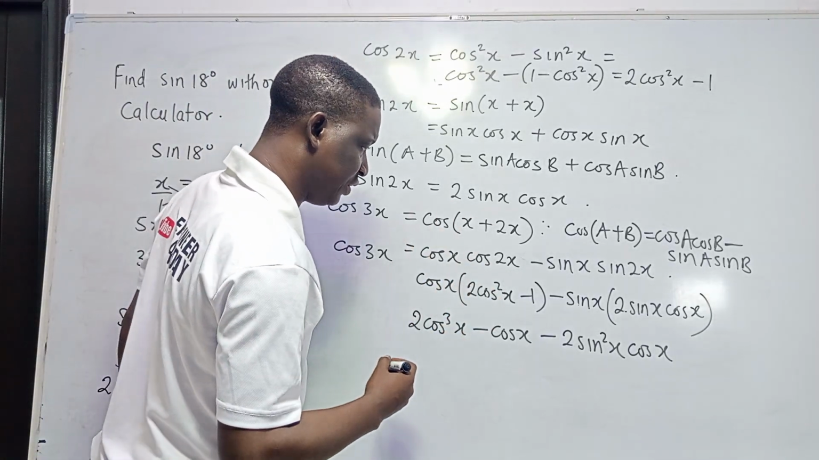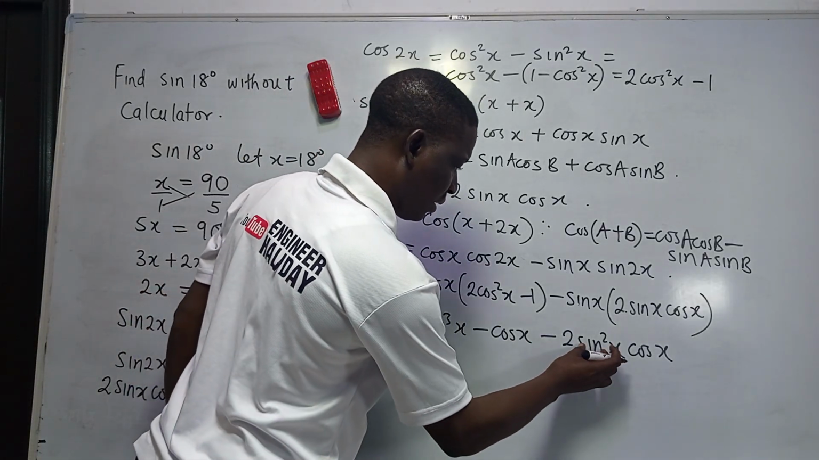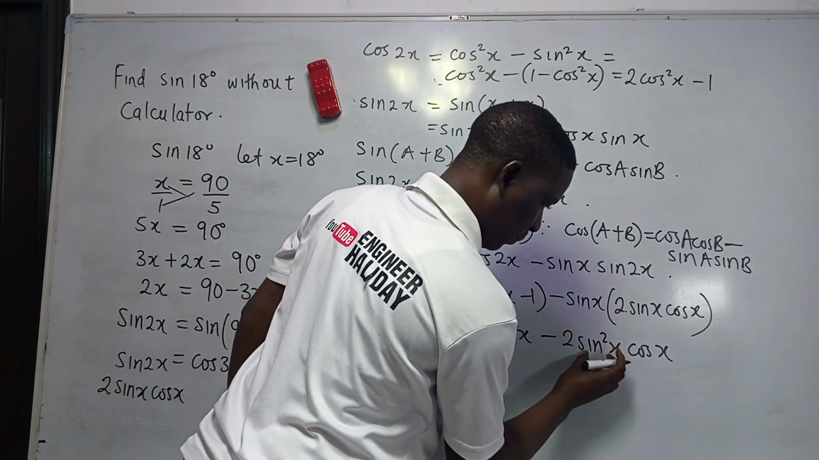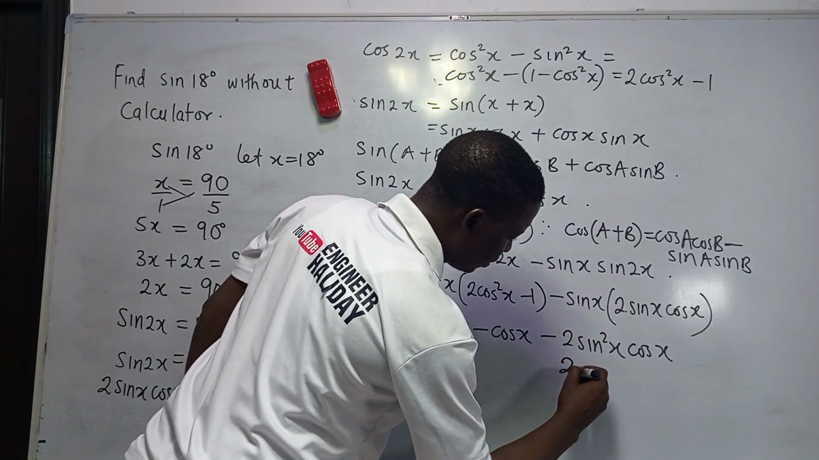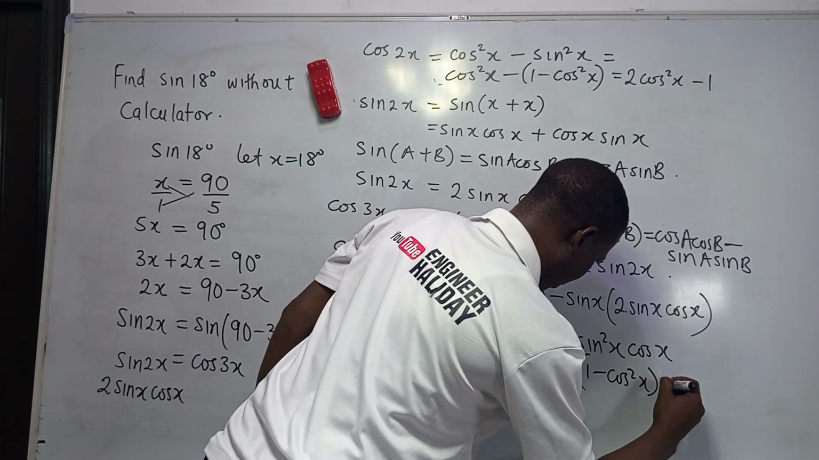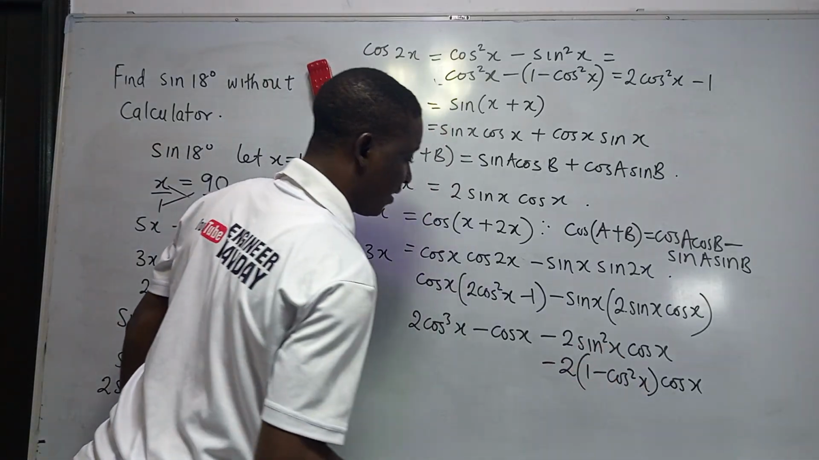Now, what we want to have now is what? This one, if you multiply, you have this. Now, let's break this one down. Now it will be 1 minus cos square x. I think we understand why, because sine square x equals 1 minus cos square x.